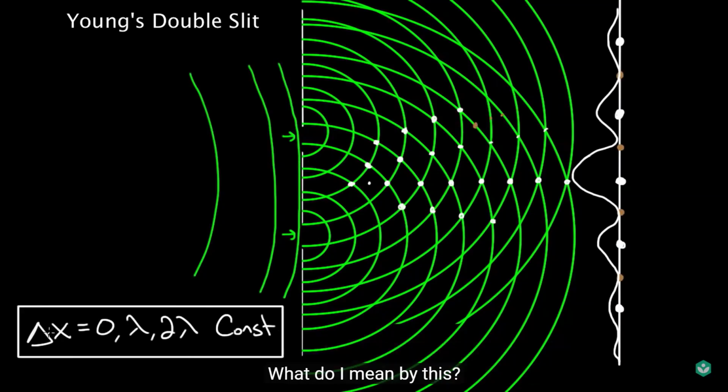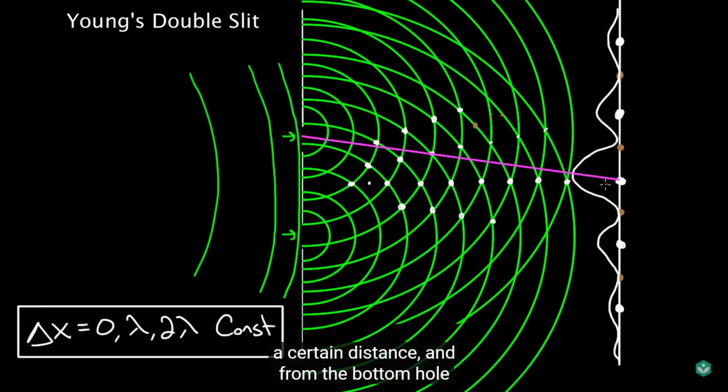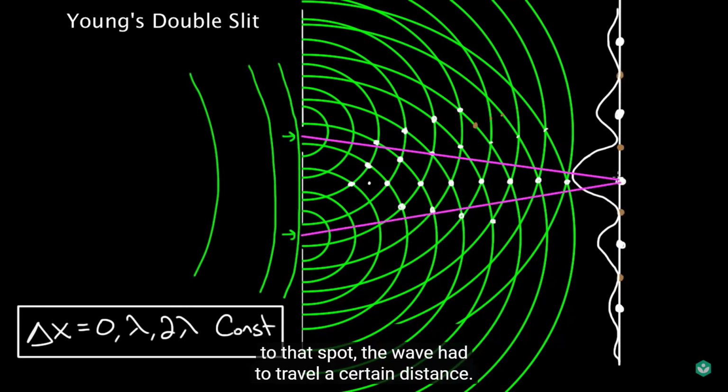And what do I mean by this? What does path length difference mean here? Well, if I look at this top hole, this is basically like our speaker. One source here, but it's light instead of sound waves. From here to the center bright spot, the wave from the top hole had to travel a certain distance. And from the bottom hole to that spot, the wave had to travel a certain distance. So basically this we can call x1, this length x2. And the path length difference would be x1 minus x2.